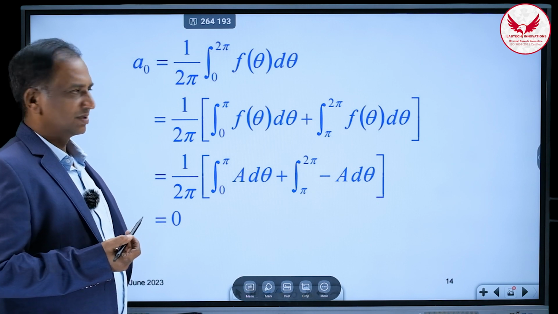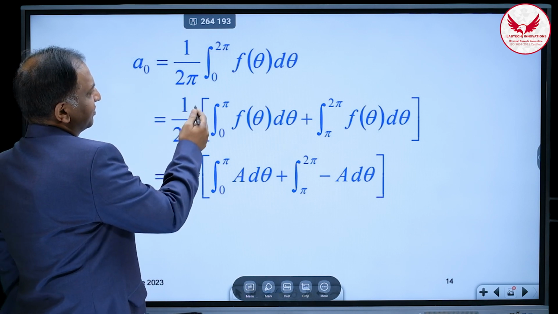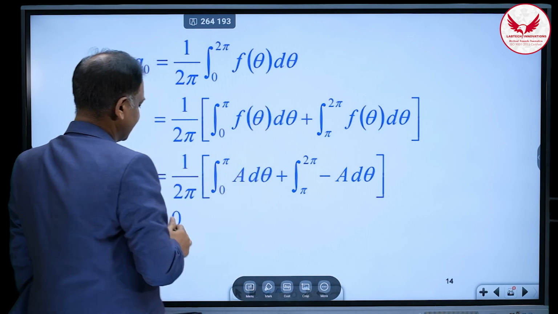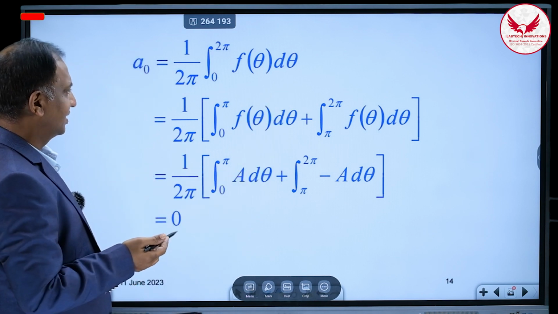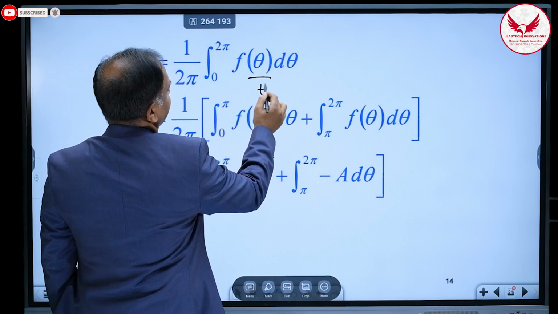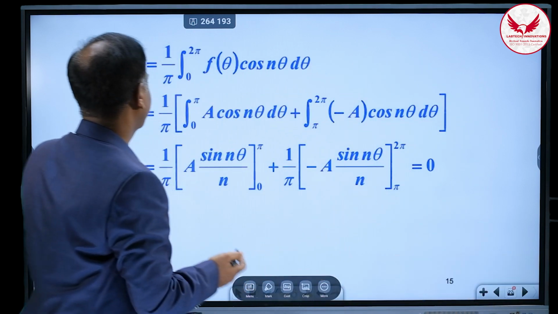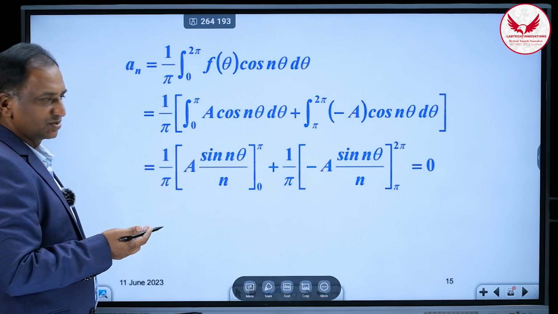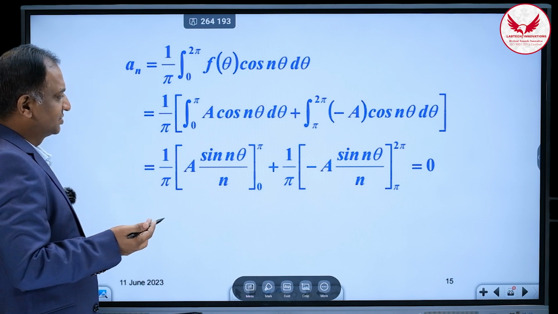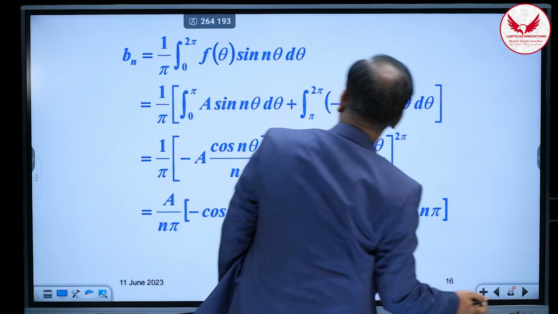Now find out a0. You know the formula for a0: 1 upon capital T, where capital T is equal to 2 pi, and integration over one complete period, that is 0 to 2 pi of f of theta d theta. Already we have calculated that, so accordingly it will come as 0. We just considered t instead of theta in the previous problem, so everything is the same. So a0 is equal to 0. Next you find out an, and an is equal to 0 because the signal is odd. If the signal is odd, the even coefficient an is equal to 0. Directly you can write it, and even if you compute, the value of an will be equal to 0.